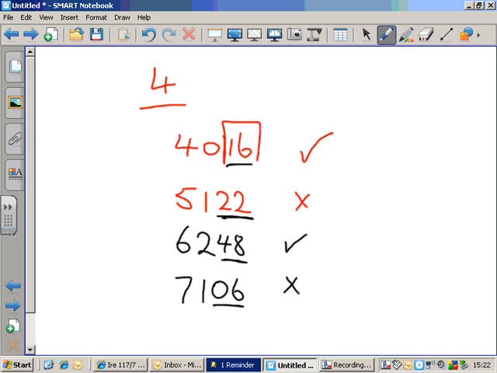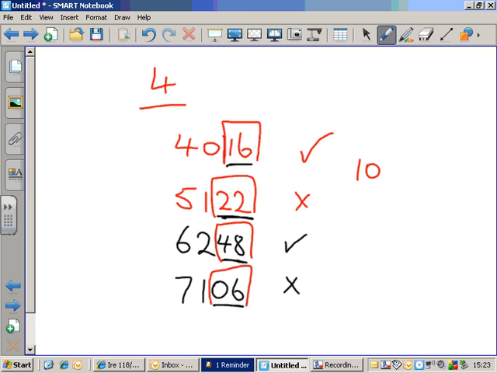Is 16 in the 4 times table? Yes, it is. Is 22? No, it isn't. Is 48? Yes, it is. Is 6? No, it isn't. And that's the rule for the 4s. And the briefest of explanations as to why, here it is. 100 is in the 4 times table, isn't it? You can divide 100 by 4.